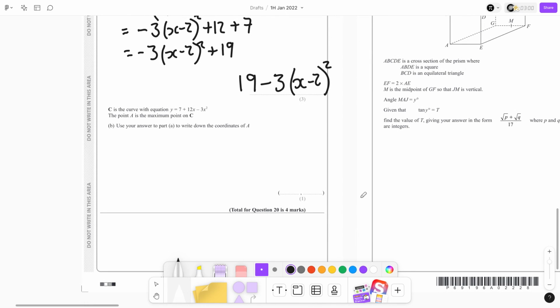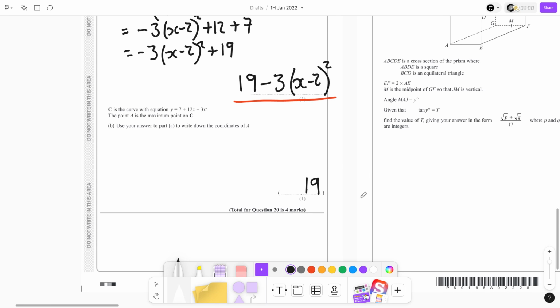Okay, so it then says, using your answer to part A, write down the coordinates of the maximum point. So we're looking for, what is the maximum of this function? Well, (x minus 2) squared has always got to be bigger than 0, so we're always taking something away from this. So the maximum value, the y value, has got to be 19. Can't get any bigger than that, because you're always taking stuff away.